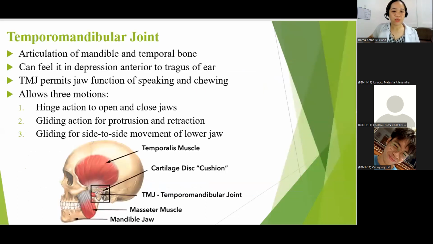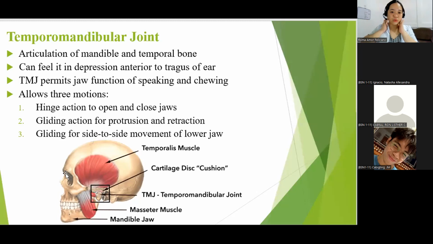Okay. The temporomandibular joint, we will go now sa ating facial features. Now, the articulation of mandible and the temporal bone. You can feel it in depression anterior to tragus of the ear. The TMJ permits jaw function of speaking and chewing. So this is the temporomandibular joint. Makikita natin siya, meron kang makikita na depression or slight na paglubog, no? Anterior to the tragus of the ear.